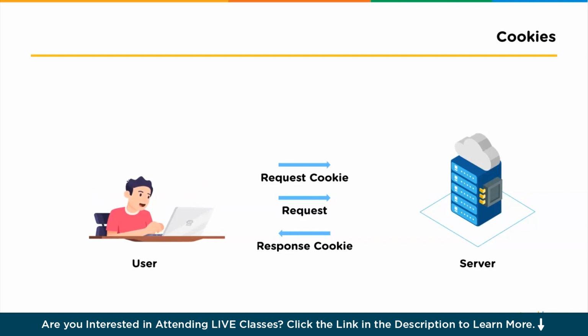Let's understand the non-persistent cookie first. A non-persistent cookie is valid for a single session only. It is removed each time the user closes the browser. Now, let us understand the persistent cookie. The persistent cookie is valid for multiple sessions. It is not removed each time the user closes the browser. It is only removed when the user logs out or signs out from the browser.